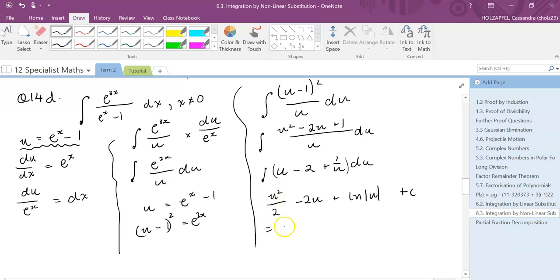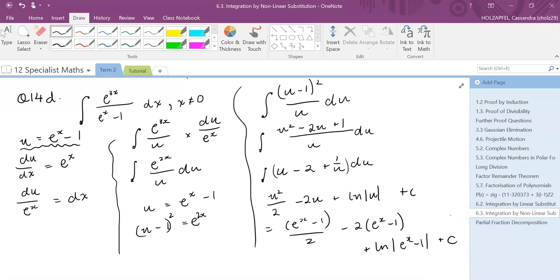Okay, so let's substitute u back into our function now. So what was our original value? Yeah, over here. (e to the power of x minus 1) squared over 2, minus 2 lots of (e to the power of x minus 1), plus ln of, oh gosh, I didn't give myself enough space. One second, we might write that down on the next line just so I can fit it. Plus ln of (e to the power of x minus 1). Oh, I always do that with the second bracket. Plus c. Okay, so those are some examples of some more complex substitution with integration of non-linear functions.